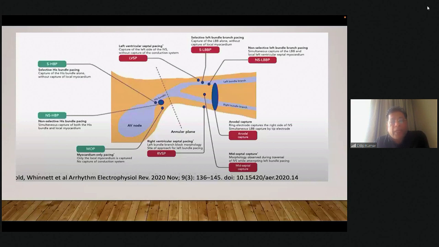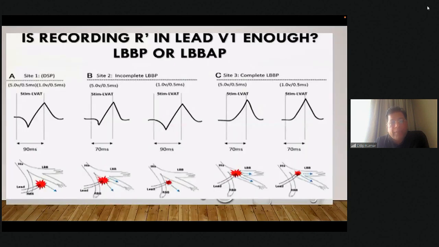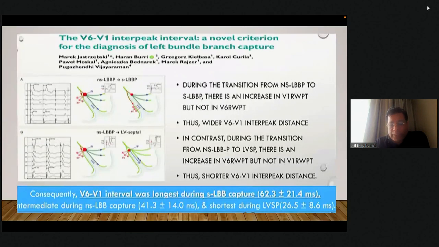The kind of ECG you get depends on where you are hitting. Recording an R wave or R prime in V1 is considered 100% surety that you have engaged the left bundle branch or the conduction system. It's not entirely true, because sometimes when you are hitting deep septal, high voltage, you can still engage and have a terminal R. But in those situations, you can have a QRS and LVAT of more than 70 milliseconds, maybe towards 90 or 100.